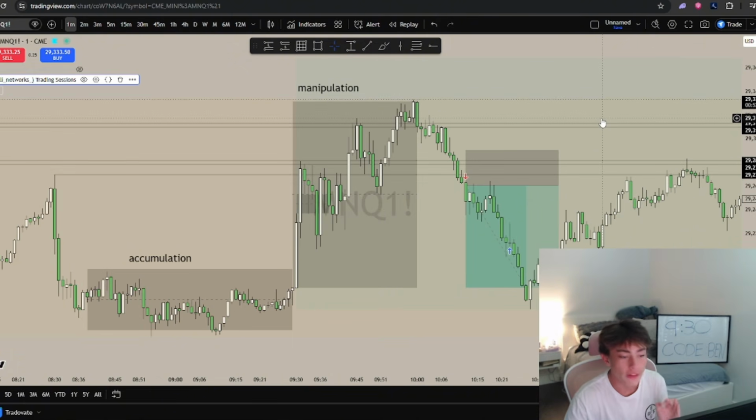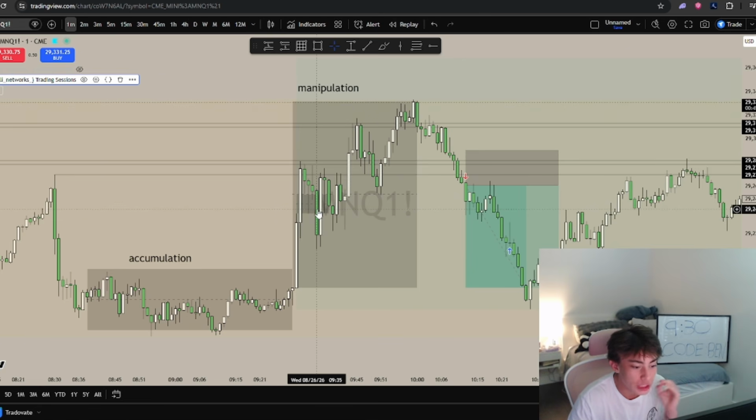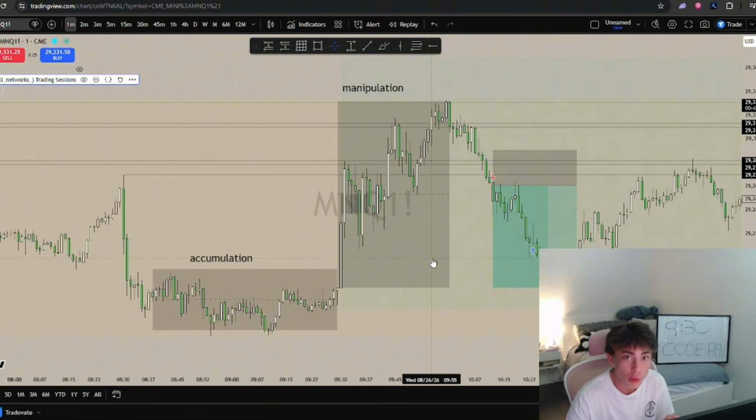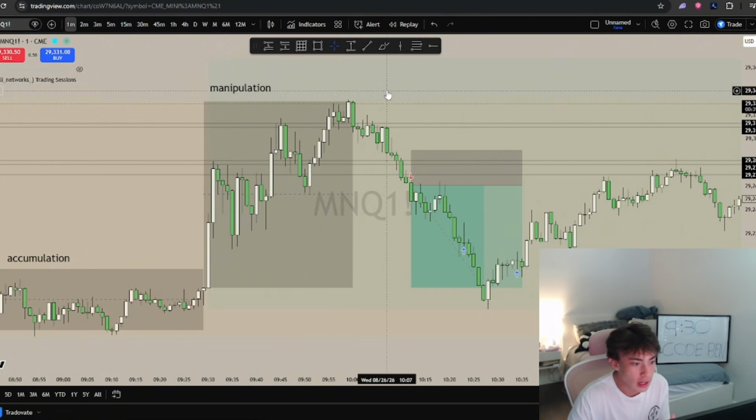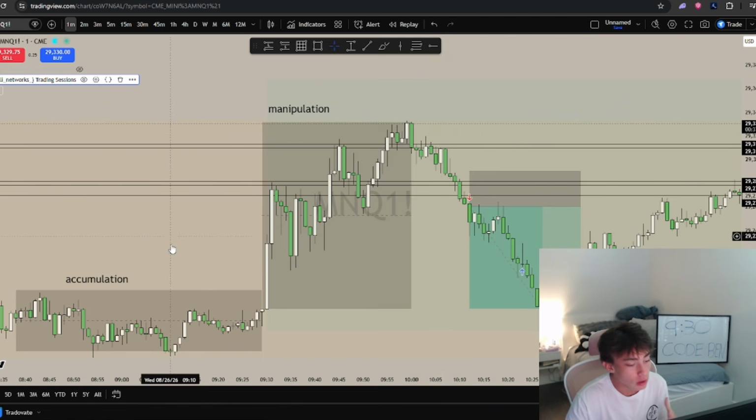No, this setup will fail almost every single time. Why? Because we are not at that 9:45, 9:50 macro reversal time frame yet. It is only 9:35, so we are probably still going to want to manipulate price a little bit longer. So what do we do next? We stay patient. Next thing you know, another draw of buy side liquidity gets taken out.